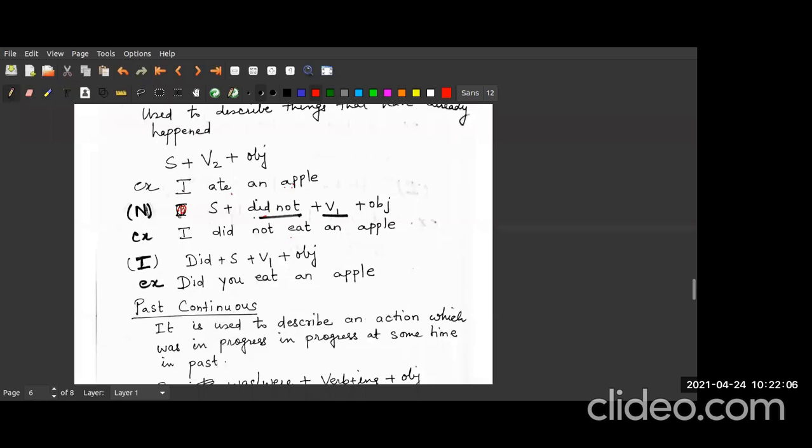मैम ये एन और आई का मतलब क्या है? कहाँ पर एन और आई? मैम यहाँ पर एग्जाम्पल के नीचे. नेगेटिव इंटरोगेटिव. हाँ, ये नेगेटिव है. एन मतलब नेगेटिव और आई मतलब इंटरोगेटिव क्वेश्चन. ठीक है ना?